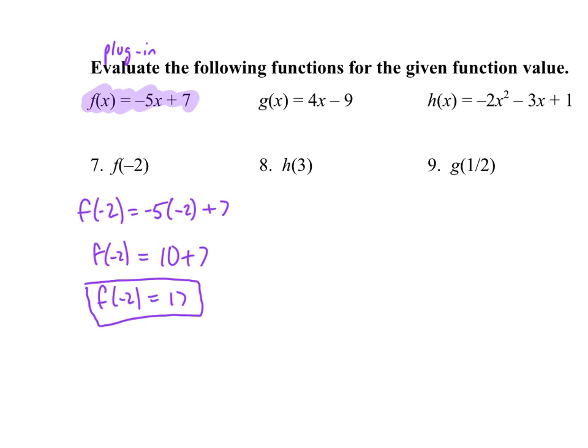So h of 3, that's how you would say that. So we're going to go here to our h function. Again, I'm going to plug a 3 in wherever I see an x. So h of 3 equals, so I got negative 2x squared. Negative 2 times 3 squared minus 3 times 3, and then plus 1.